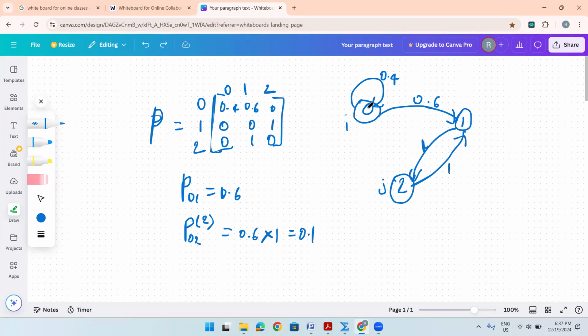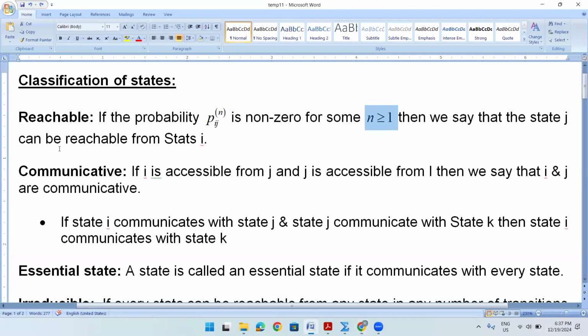But 0 is not reachable from 2. From 2 we can move to 1, but from 1 we cannot reach 2. Here the probability is from 0 to 1 only, not from 1 to 0. So 0 is not reachable from 2, but 2 can be reachable from 0. That is called reachability, whether we can move to that state or not.